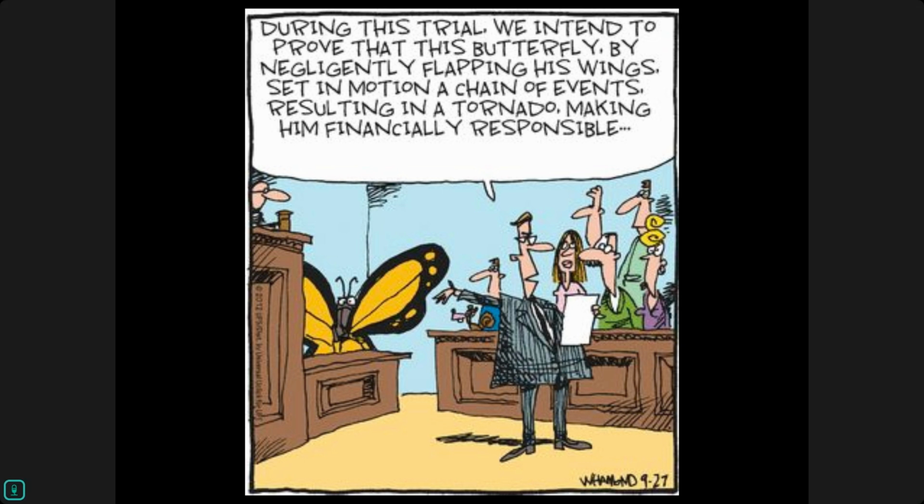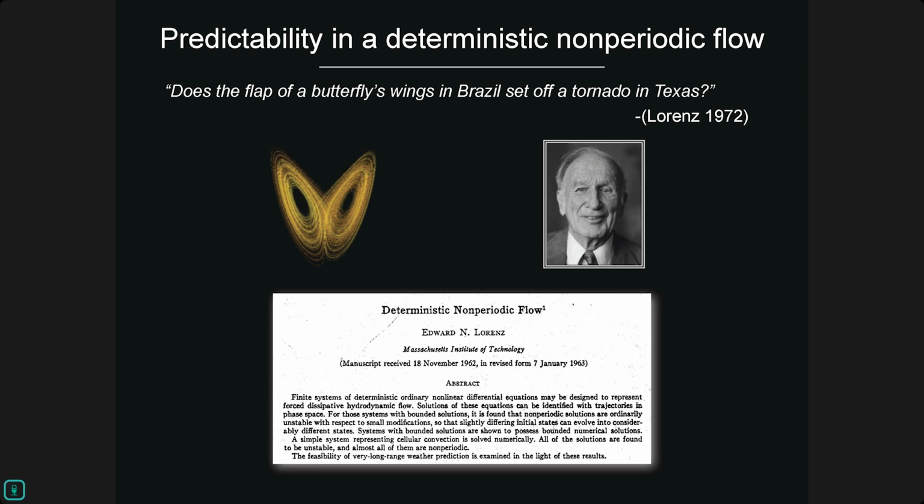So this is laying out a context for all of this. Why do we need this? We don't have a linear system, right? We have a nonlinear system, which is the Earth's atmosphere and ocean. So there's a butterfly sitting on the stand. And the lawyer says, "During this trial, we intend to prove that this butterfly, by negligently flapping its wings, set in motion a chain of events resulting in a tornado, making him financially responsible for the damage." So I'll give a little historical perspective and an example of what is the system we are solving and why does uncertainty play such a big role in terms of predicting this system.